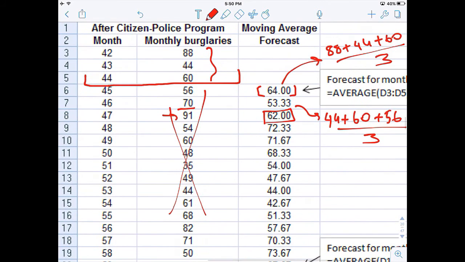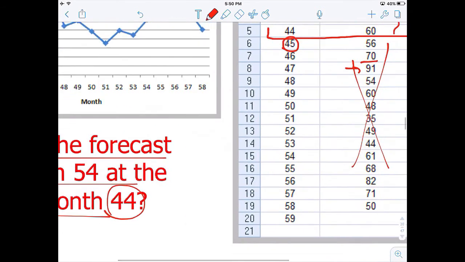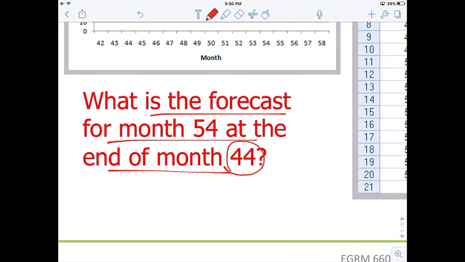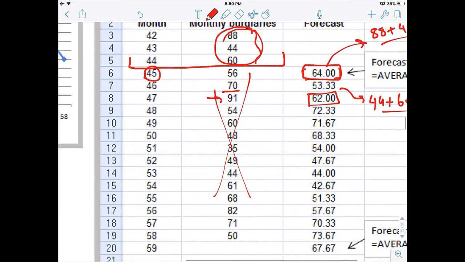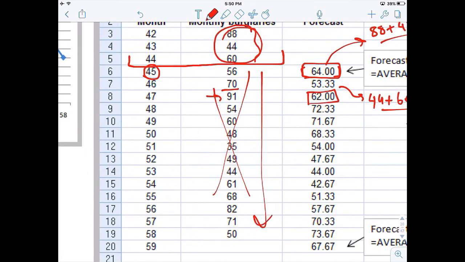We calculated this, 64. It is a forecast for the fifth month. And then it asks, what is the forecast for month 54 if you are at the end of month 44? If I'm at the end of month 44, I only have these 3 data points, so my forecast for the rest of the periods is going to be exactly 64 because I don't have any other data points.